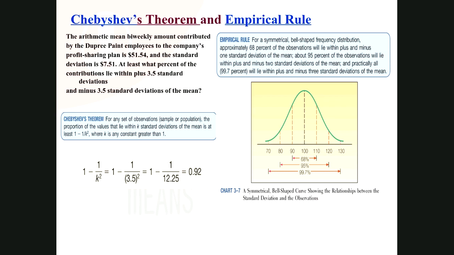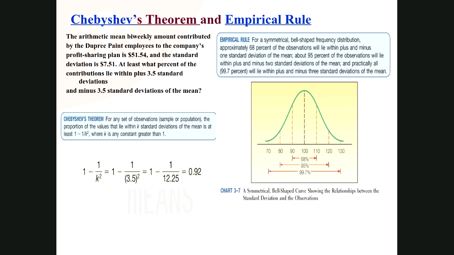Okay, and Chebyshev's. The arithmetic mean biweekly amount contributed by Dupree Paint employees to the company's profit sharing plan is $51.54. The standard deviation is 7.51. At least what percent of the contributions lie within plus and minus 3.5 standard deviations of the mean?